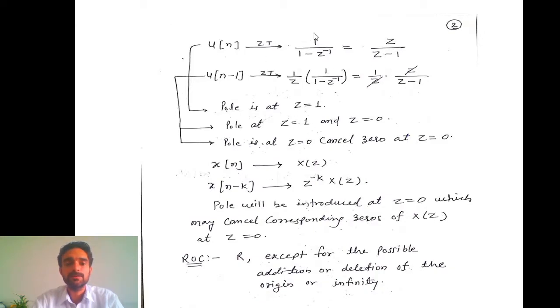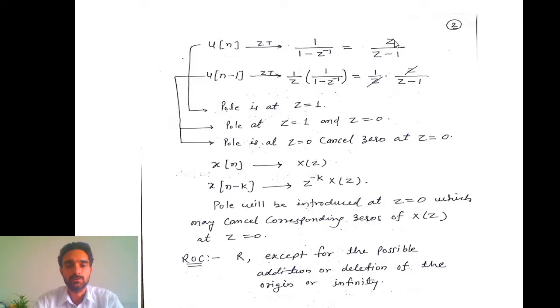If u[n] is the signal, the z transform of u[n-1] is z to the power minus 1 upon 1 minus z inverse. Z to the power minus 1 means 1 upon z. The solution of this term is z upon z minus 1. So one pole is at z equal to plus 1. One pole is z equal to 0, and one zero is at z equal to 0.